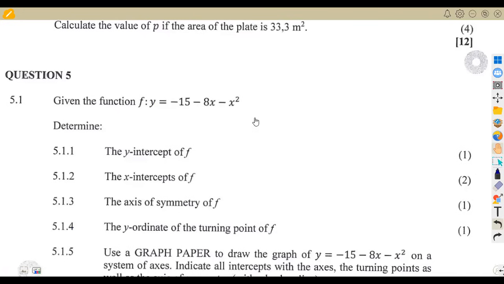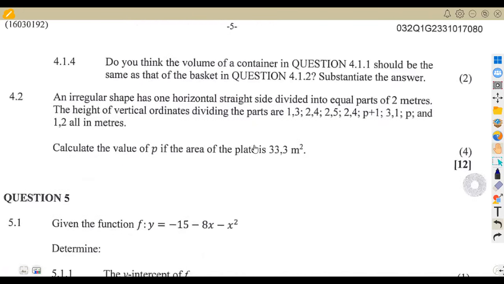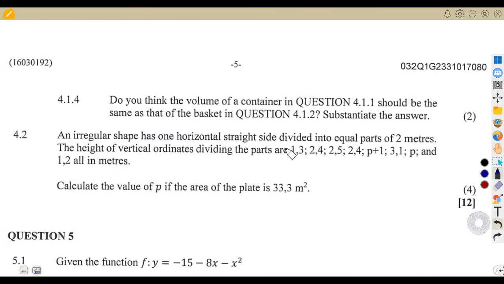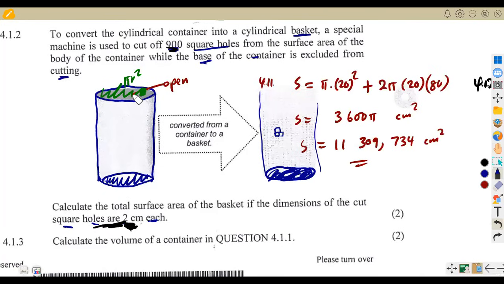Now they are saying, calculate, all right, here I jumped. Do you think the volume of the container in question 4.11 should be the same as that of the basket in 4.12? Substantiate your answer. Yes, these two are going to have the same volume. The volume is not affected by being open or being closed.